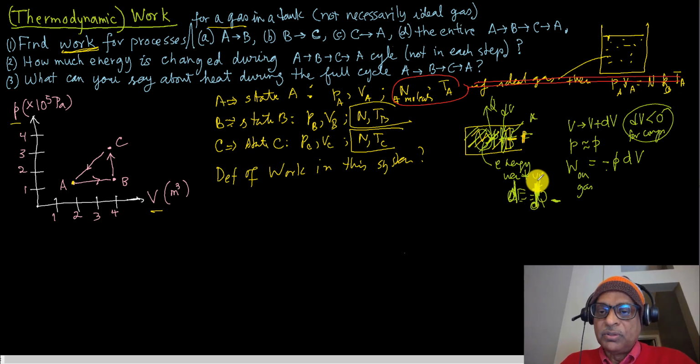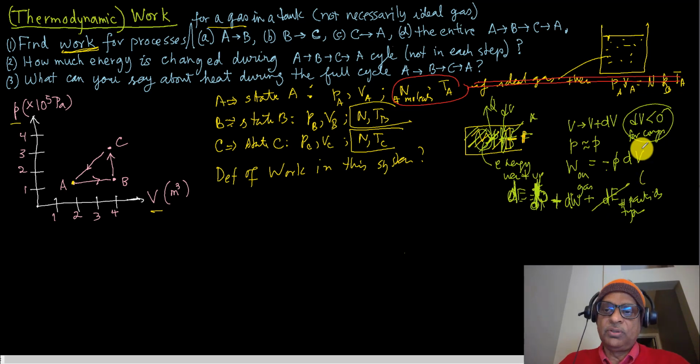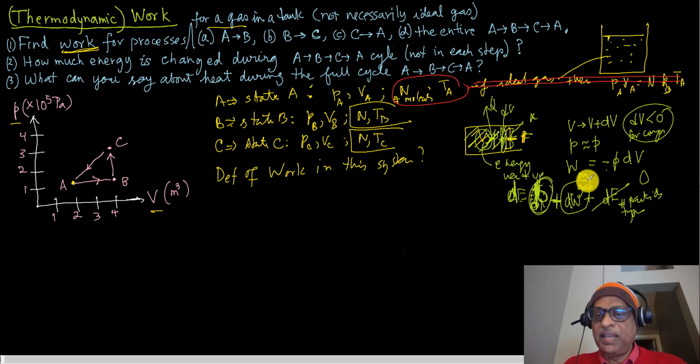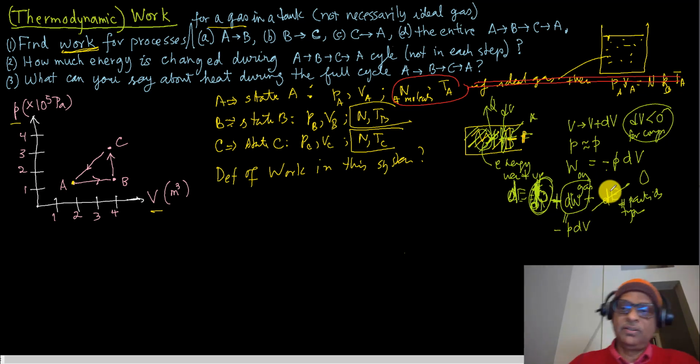I'm not going to go into detail of what the Q is right now. So small dQ plus dW, plus something that has to do with the number of particles and types of particles. This is 0 here because I'm not changing the number of particles in this gas. We're not talking about that, so dE equals dQ plus dW, and dW is equal to minus P dV. All right, so minus P dV.